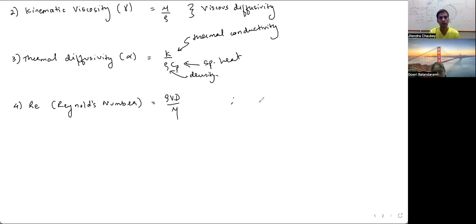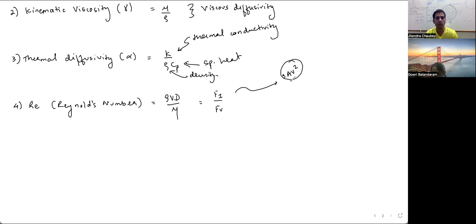So the formula is inertia force upon viscous force. Now, what is inertia force? Inertia force is formulated from Newton's second law, mass into acceleration, and then it gets formulated to rho a v square. You remember the mass into acceleration formula? That is how it is modified to rho a v square.